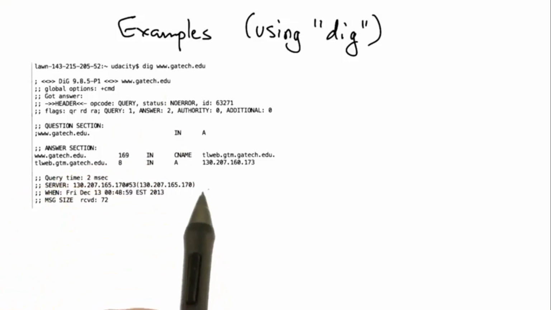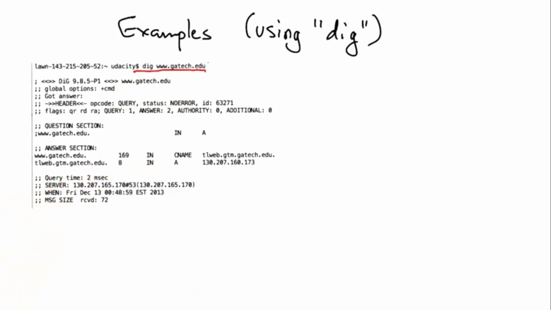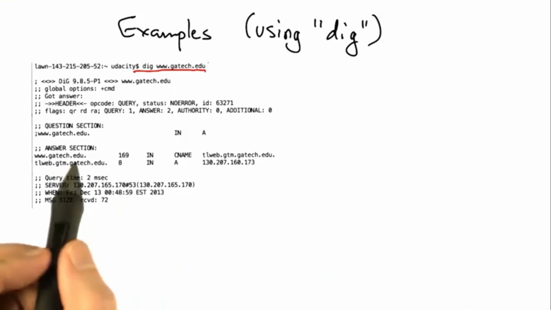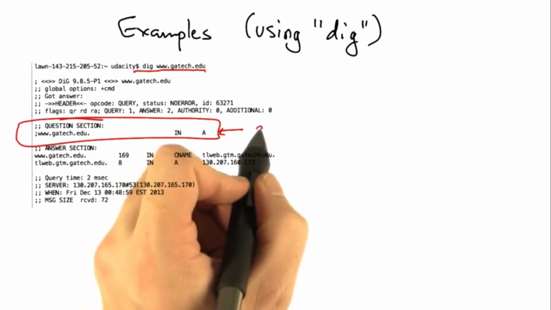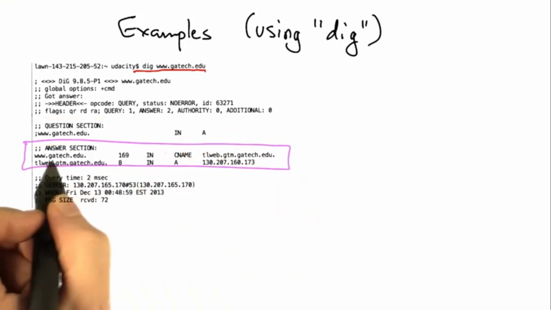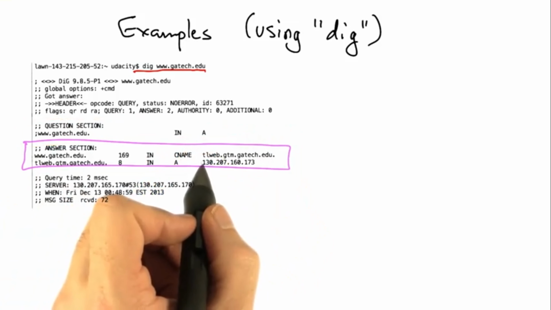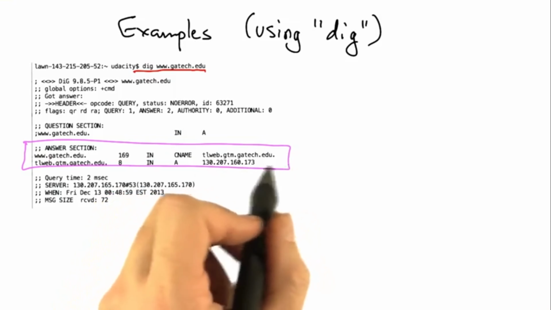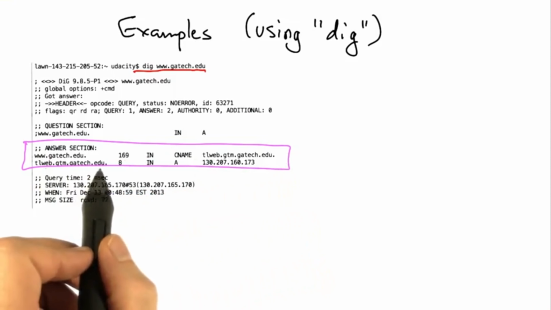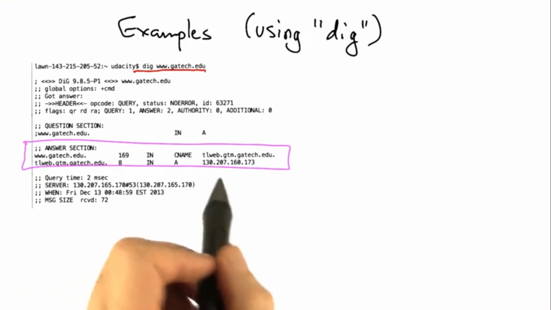Here's an example of a lookup for an A record for gotek.edu. You can try this at your own command line by typing, for example, dig www.gotek.edu. Now there are some interesting things to note in this trace. Here is our query, and you can see that this is an A record query. Here's our answer. You can see that the answer actually has a CNAME in it, which basically says, well, you asked for gotek.edu, but in fact, what you really want to ask for is tlweb.gtm.gotek.edu. So then we issue an A record query for that name, and we ultimately get the IP address.